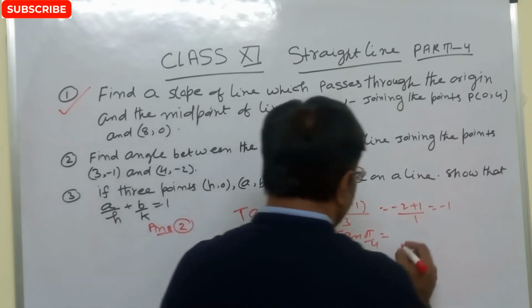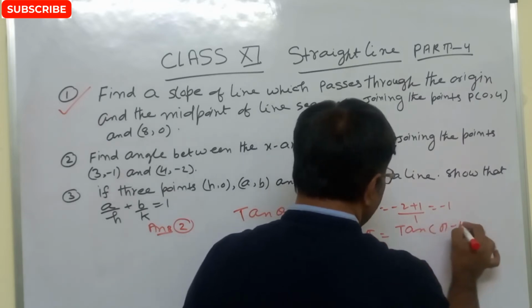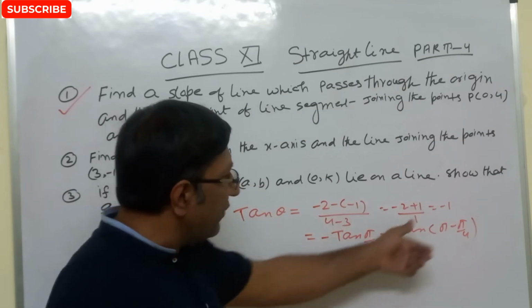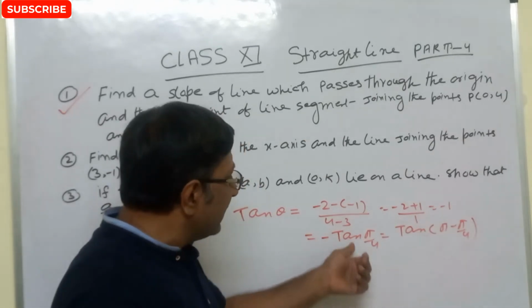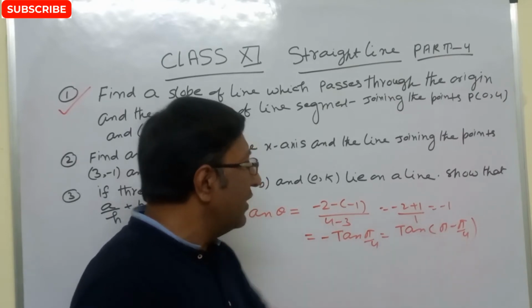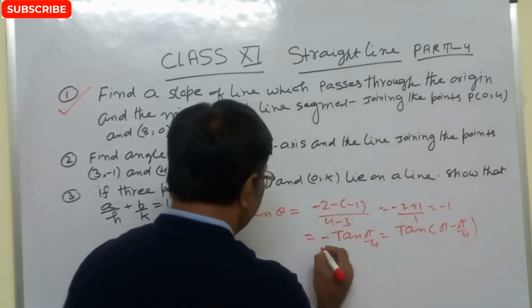And this can be written as tan of pi minus pi by 4, right? So tan of minus pi by 4 is minus 1. So minus 1 can be tan of pi minus theta. So this is what? Tan 3 pi by 4.